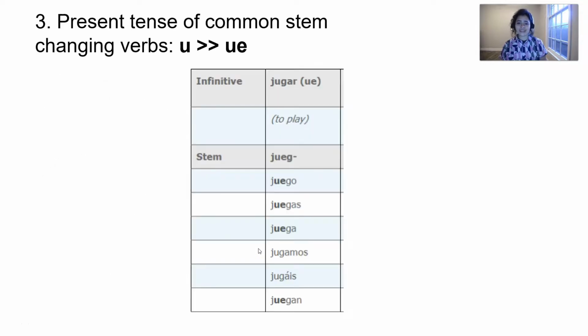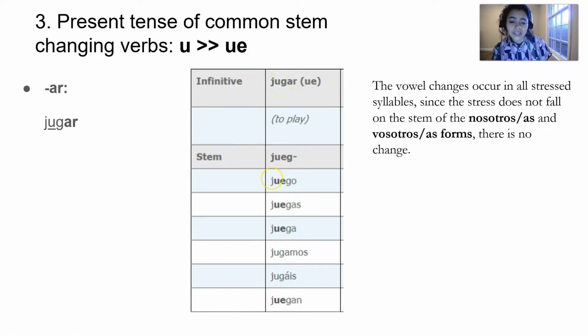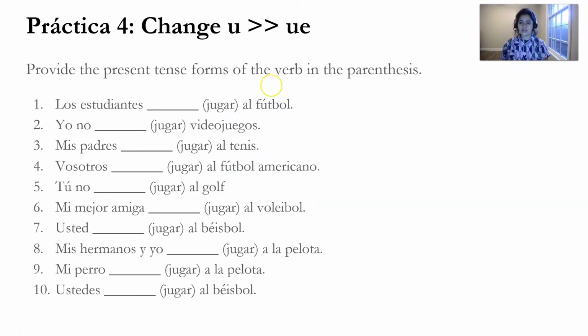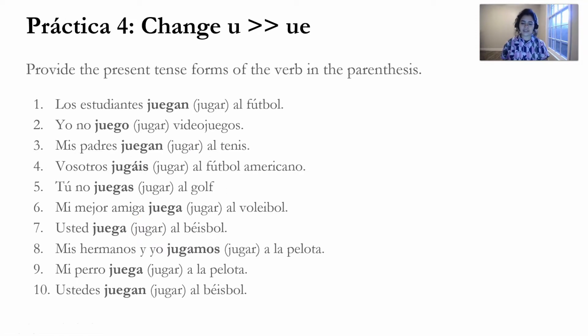Okay, number 3. Present tense of common stem changing verbs from U to UE. So we just have here one, which is jugar. As you can see, it's the same. It's not irregular in the nosotros and vosotros form, just in all the other forms. We're gonna do a practice. So provide the present tense forms of the verb in the parentheses according to the subject. Here you can check your answers.